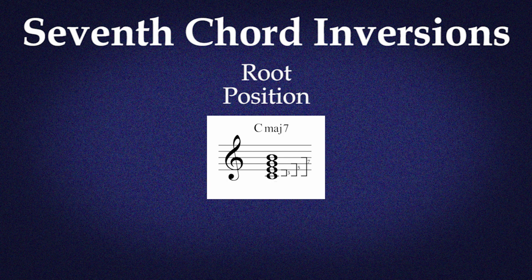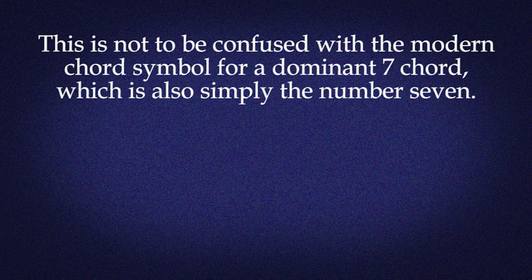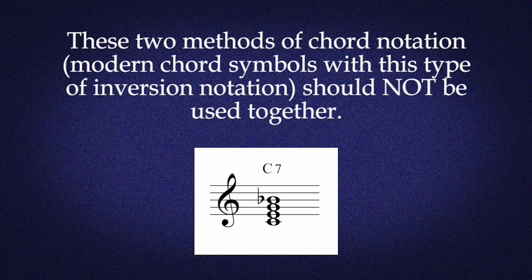For a root position 7th chord, we are simply adding another interval to the chord, a 7th. So it uses a third, a fifth, and a 7th. Since the third and the fifth do not need to be written, we are left with only the 7. Now again, I have to stress that this is not to be confused with the modern chord symbol for a dominant 7 chord, which is also simply the number 7. These two methods of chord notation, modern chord symbols with this type of inversion notation, should not be used together.